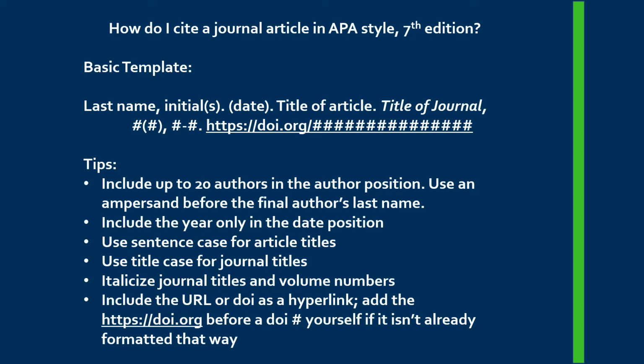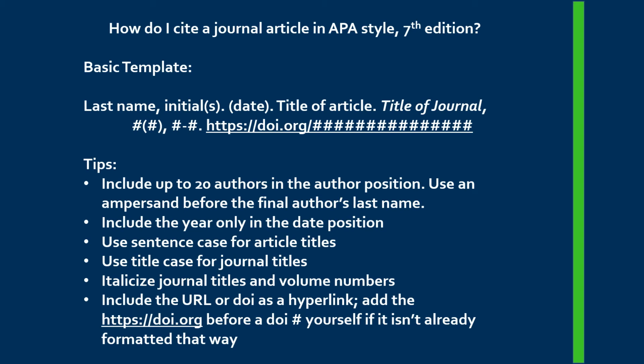There are a lot of small details within citation styles, and APA is no different. Overall, make sure you pay attention to font styles and punctuation. For a journal article citation, include up to 20 authors if they are listed on the document. If you have more than 20, list the first 19, followed by an ellipsis, followed by the final author. In the date position, only include the year for journal articles.